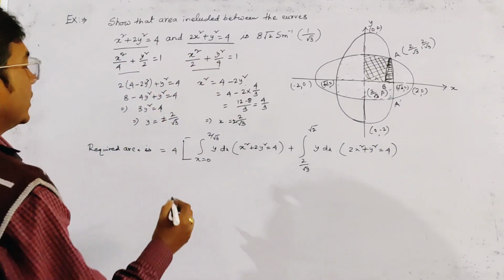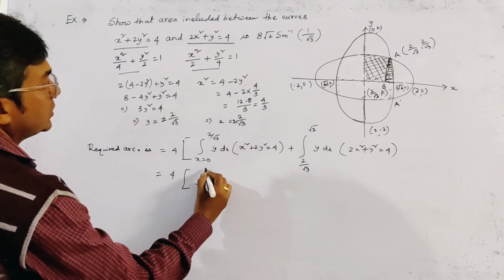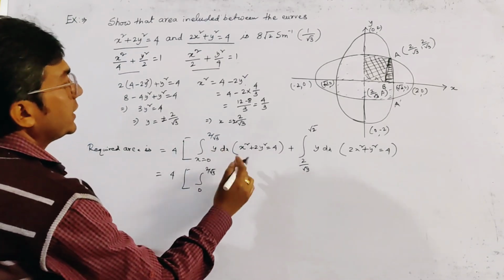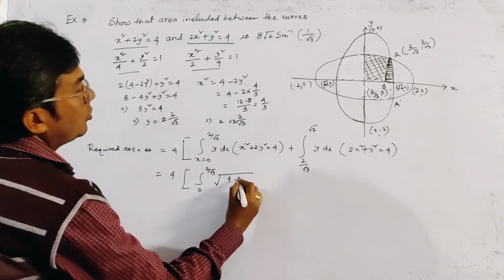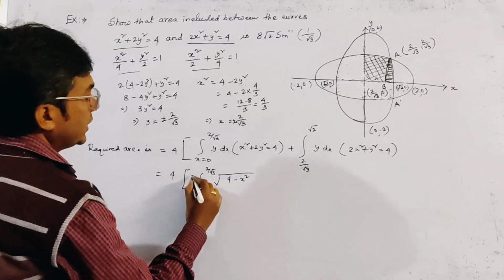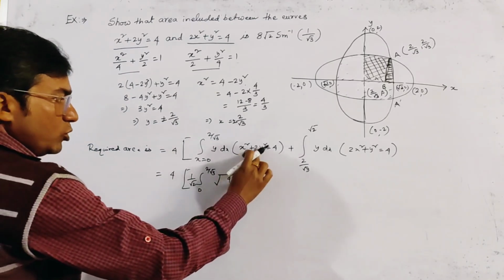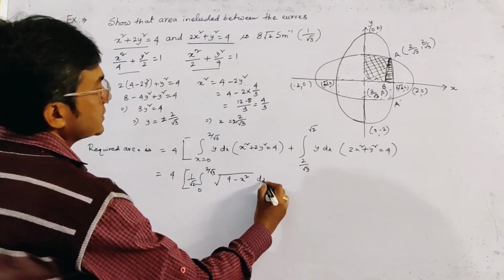Now for x equal to 0 to 2 by root 3, we put the value of y, which is root under (4 minus x square) by 2, that is, we write 1 by root 2. So y is 1 by root 2 times the square root of (4 minus x square), dx.